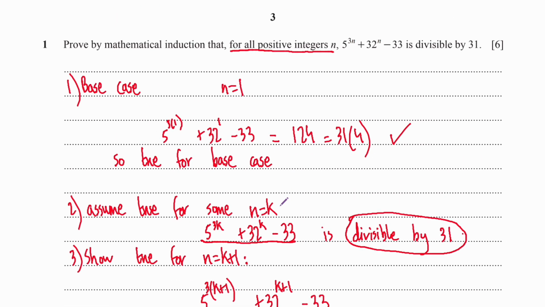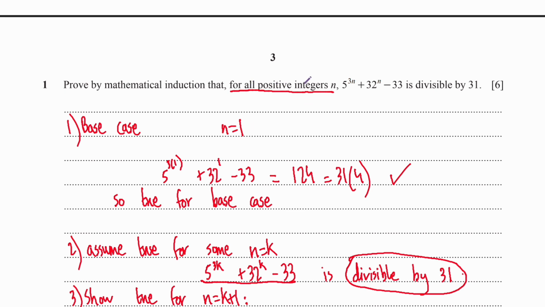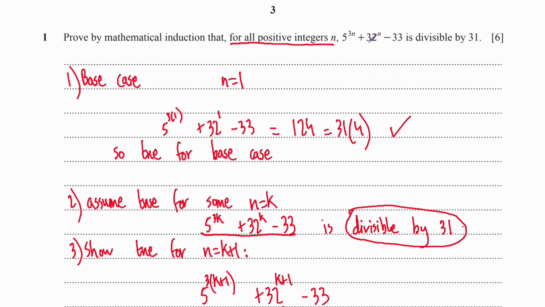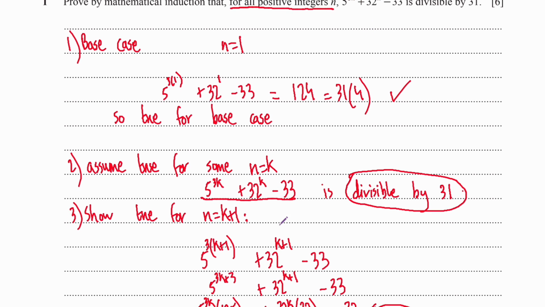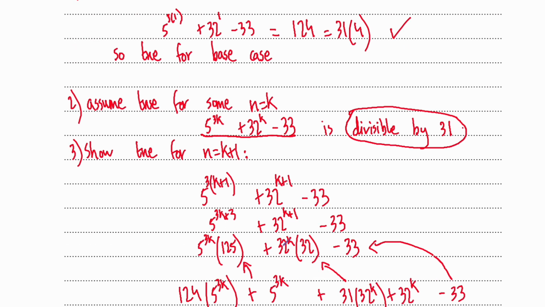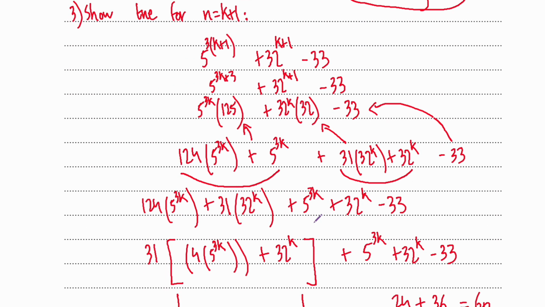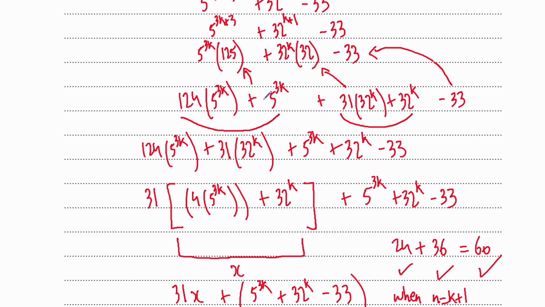And what have we done? We started with the base case n equals 1 because it said for all positive integers n, so the smallest positive integer n is 1. We showed that it's true. We got 124 and we saw 124 divides by 31 perfectly. So it's true for the base case. We assume that it's true for some random n equals k. So k could be like 502, for example. We assume that it's true for that. And then we showed that if it is true, then the next step is going to be true for k plus 1. And we showed that by doing some manipulation right here.